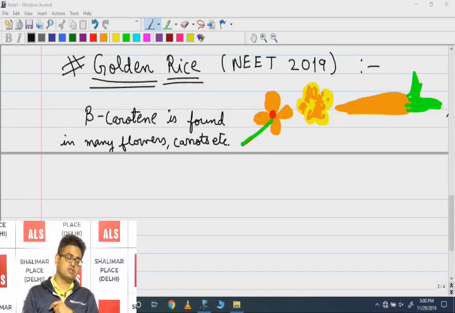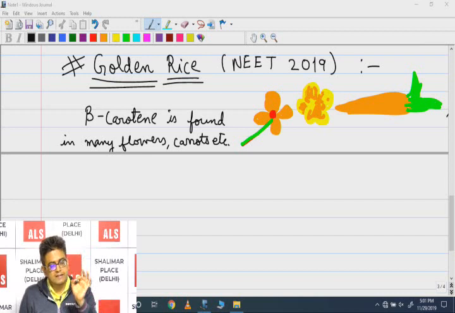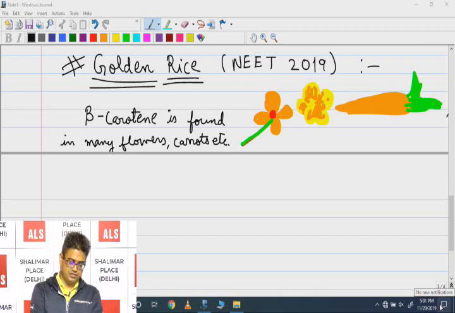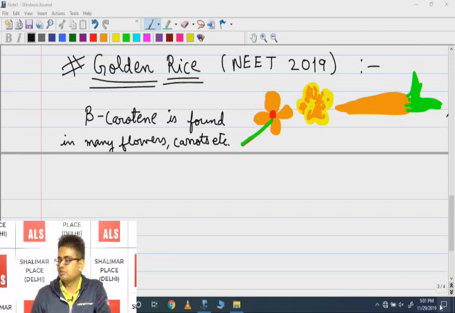And the question in the NEET exam was, where do you obtain the gene for making this carotene in golden rice? Do you know the answer? Do you know where the gene for carotene in golden rice was obtained from? Yes? Nobody? Okay, I'll write the answer.